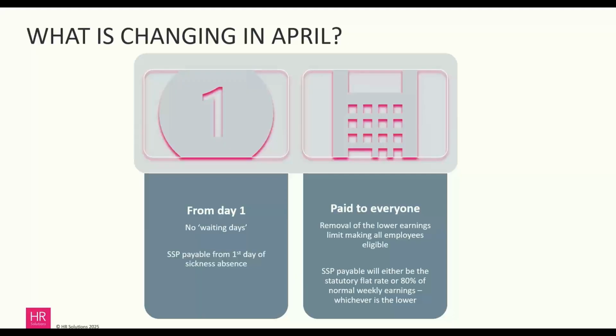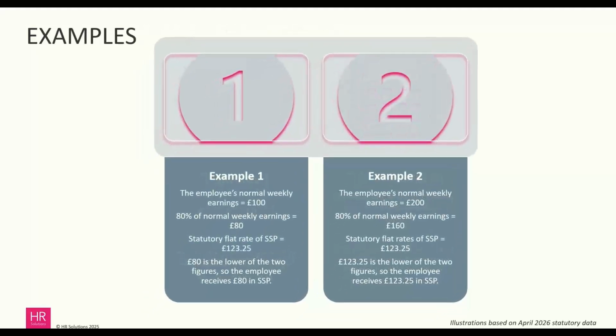So I'm going to take you through a couple of examples to illustrate the reforms. As you can see on this slide, in the first example you have an employee whose normal weekly earnings are £100. You need to understand what 80% of their normal weekly earnings is, and so that's £80. We know the statutory flat rate for SSP from April is £123.25 a week. So under the new rules, this person would receive £80 in statutory sick pay, because that is lower than the statutory rate of £123.